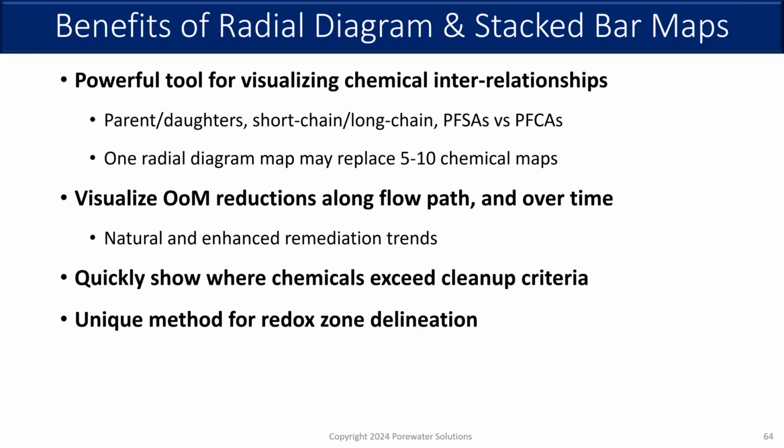So looking at parent versus daughter concentrations, looking at short versus long chains, sulfonates versus carboxylates. One radial diagram can actually replace 5 to 10 different chemical maps if the chemical maps have one species plotted at a time. We can also visualize how many orders of magnitude changes we have along a flow path or over time if remediation's being done. And we can quickly see where chemicals exceed cleanup criteria.